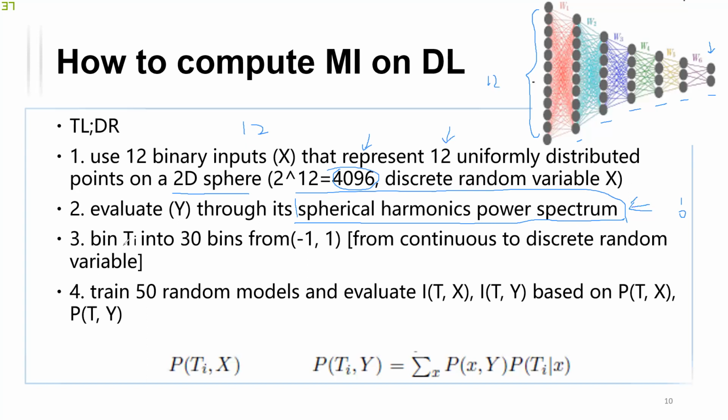For each intermediate layer, the random variables are continuous, right? So to discretize them, they bin each input into 30 bins from -1 to 1. I forgot to say that it's the tanh activation they use, so all the ranges are from -1 to 1. So they bin each one into these 30 bins. Now it's again a discrete random variable. Bin each T_i, each T_i is a layer, right? Each signal in T_i into 30 bins.